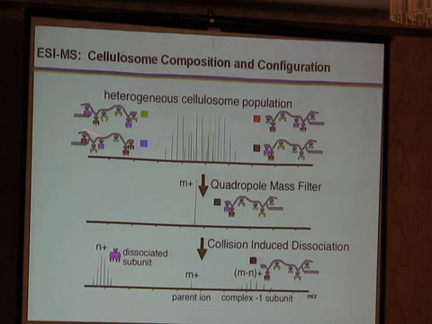If we have a heterogeneous population of cellulosomes, we have a mass spec that would be quite a mess. But you can use that quadrupole mass filter to select out a particular mass cellulosome, for example, and then using collision-induced dissociation, you can take that parent ion and break it apart into a dissociated subunit, for example, an enzyme with a dockerin domain, and then the remainder would be the rest of the complex. So here's an example of an experiment that's on the way to being able to do this.